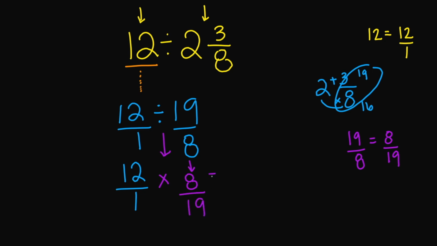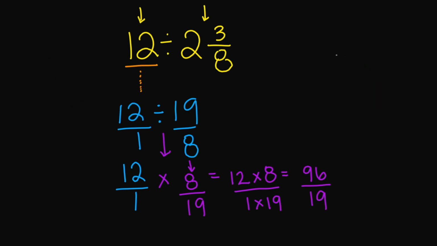And my numerator, 12 times 8. And then my denominator is going to be 1 times 19. 12 times 8 is 96. That's going to be over 1 times 19, which is 19. This is an example of an improper fraction. So let's go ahead and turn this back into a mixed number.